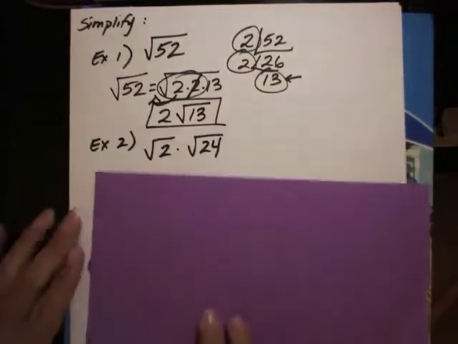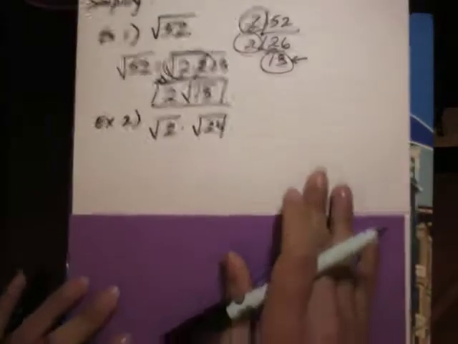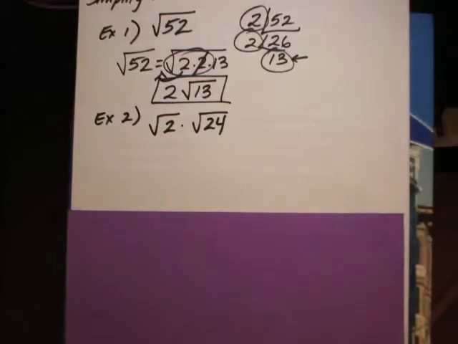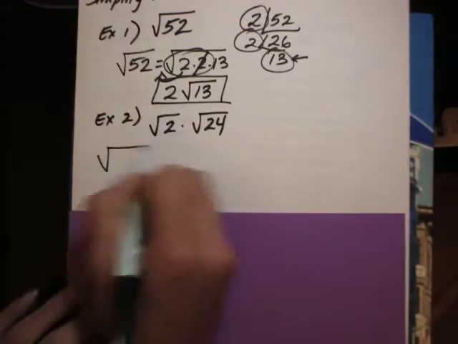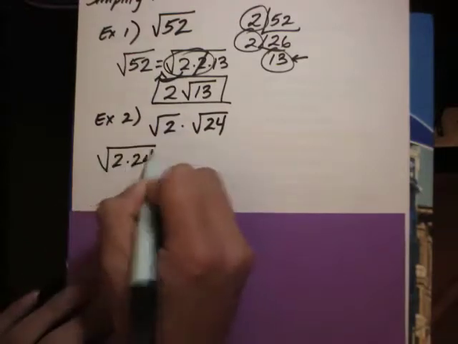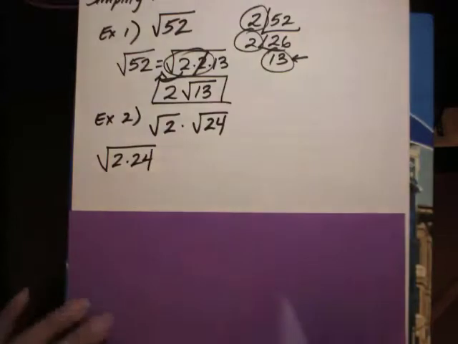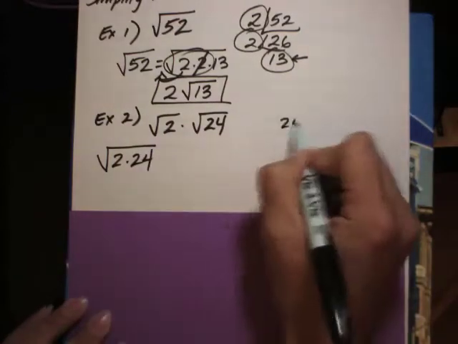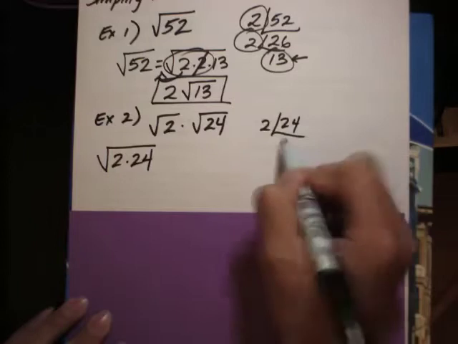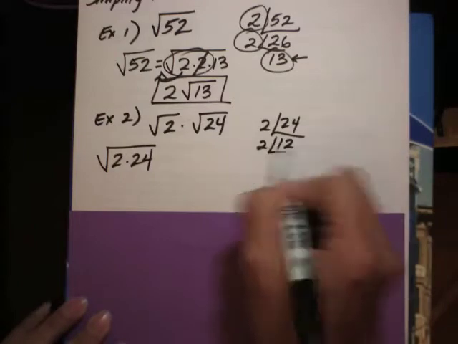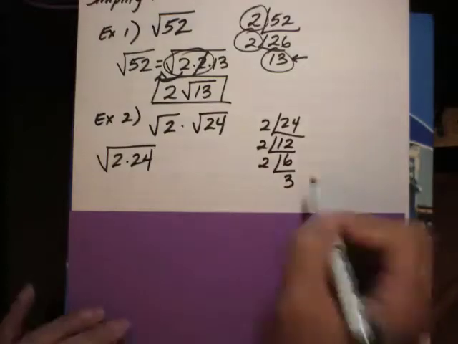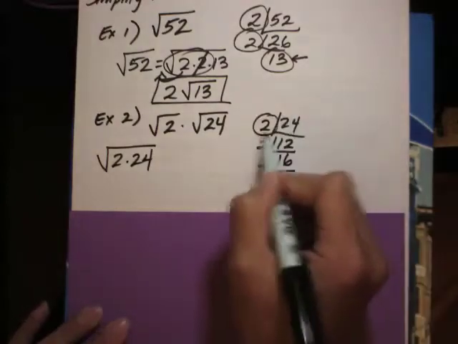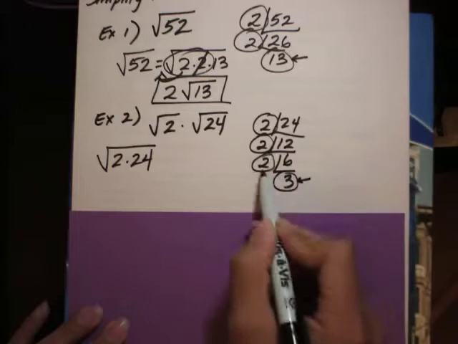Okay, let's do another example. Okay, in this example, you have radical 2 times radical 24. Okay, using the product property of square roots, we know that this is equivalent to the square root of 2 times 24. Okay, and 2 is already a prime factor, so I'm just going to break out 24 now. 2 dividing by 2, you get 12. Dividing by 2 again, you get 6. And you can divide by 2 again to get 3. 3 is a prime number, so I'm going to stop here. So the value of 24 is equivalent to 2 times 2 times 2 times 3.